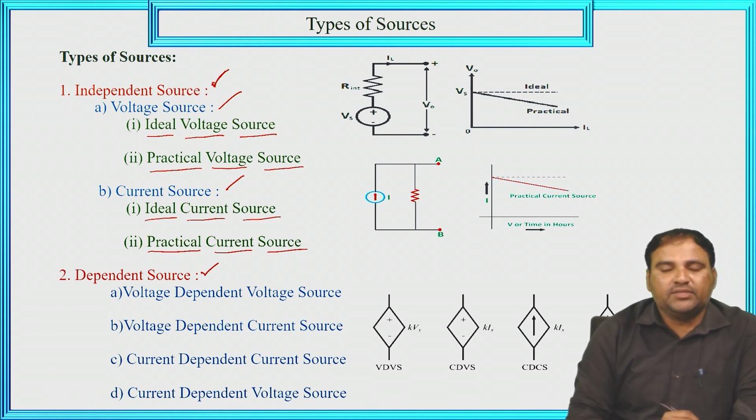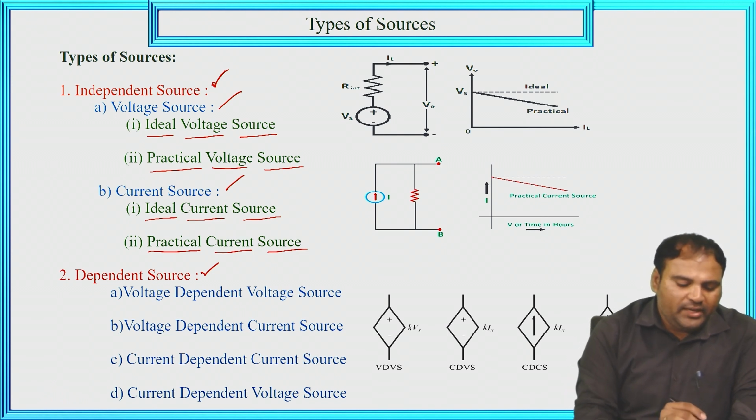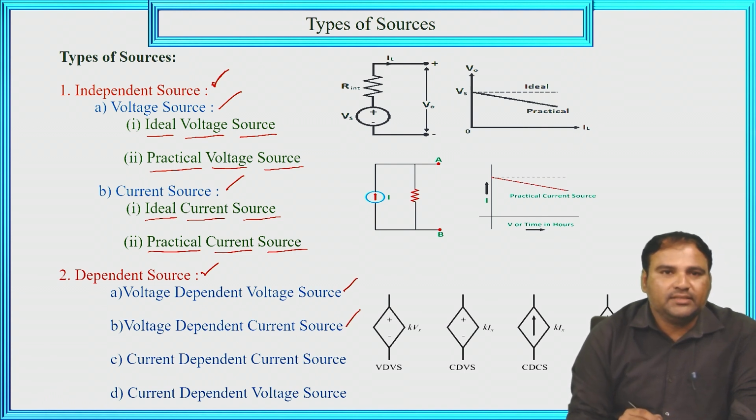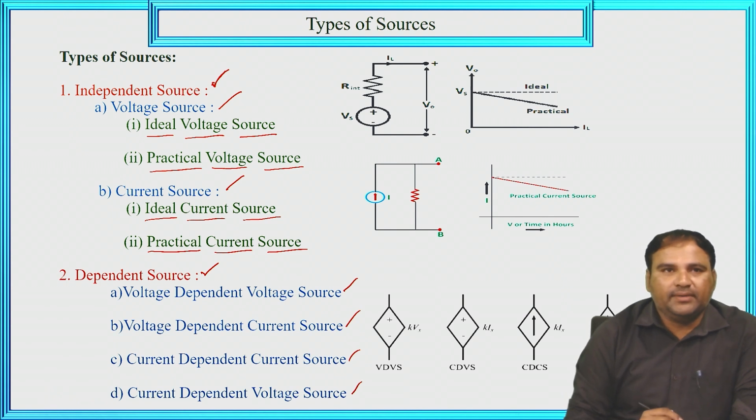Now dependent sources, which are classified into four types. First one is voltage dependent voltage source, second one is voltage dependent current source, third one is current dependent current source, and fourth one is current dependent voltage source. Okay, so we'll discuss one by one.